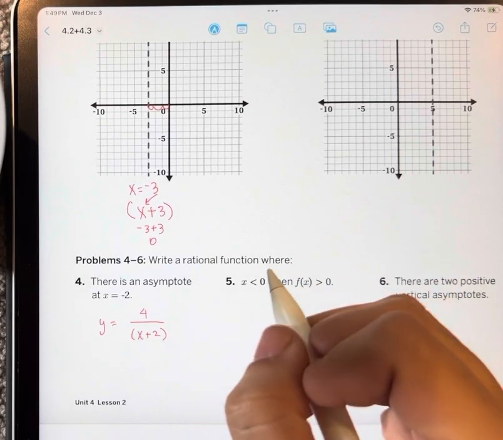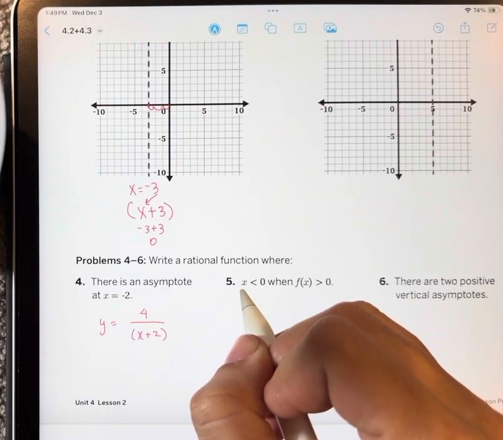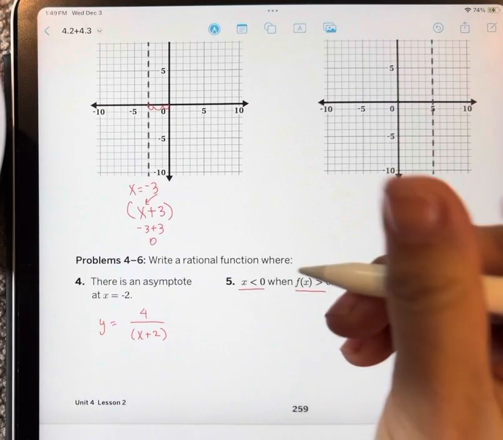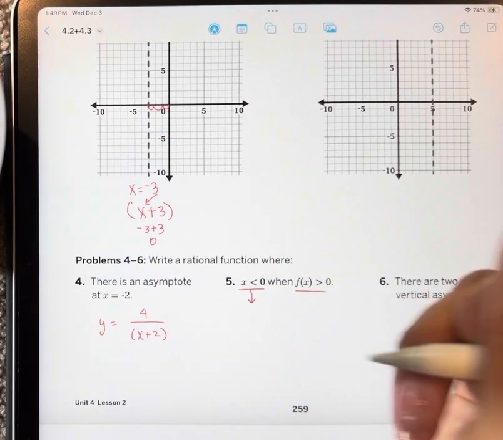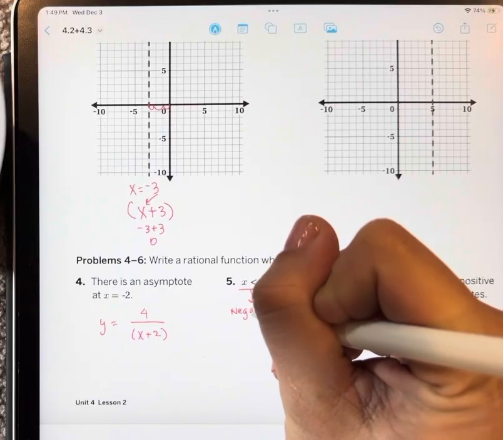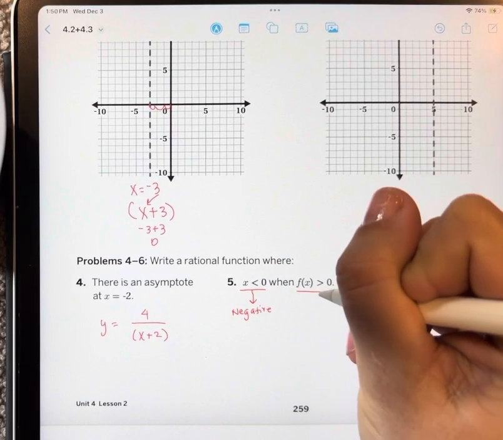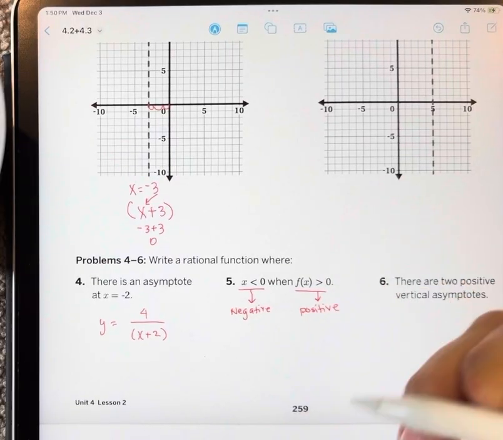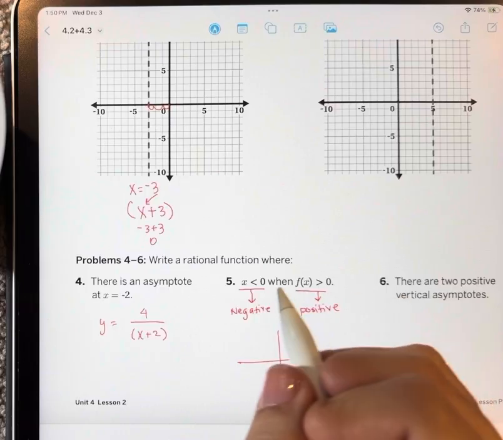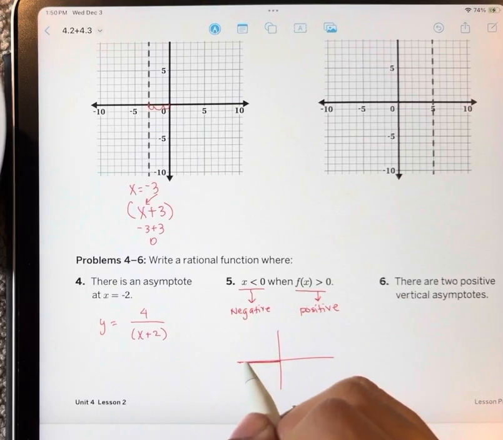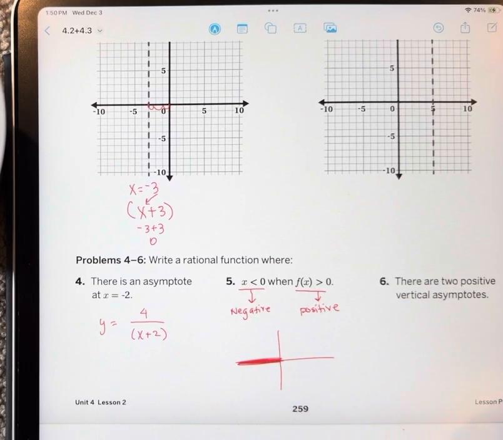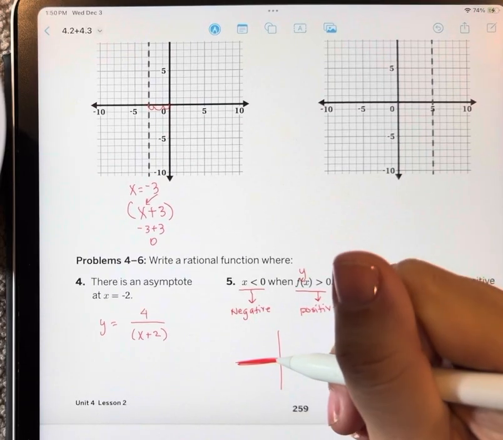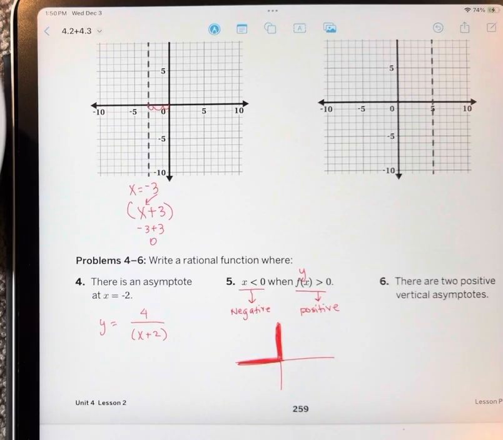Okay, we want a function where x is less than 0 when f of x is greater than 0. This is math talk. Less than 0 is math talk for negative, and greater than 0 is math talk for positive. So we want a function where when x is negative, so this way, to the left, y, remember that f of x is y, is positive, which means up this way.